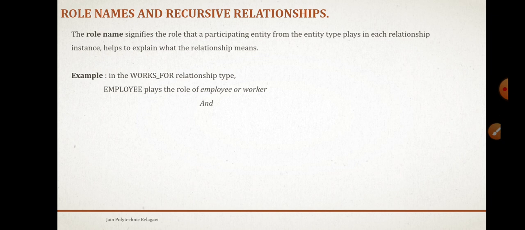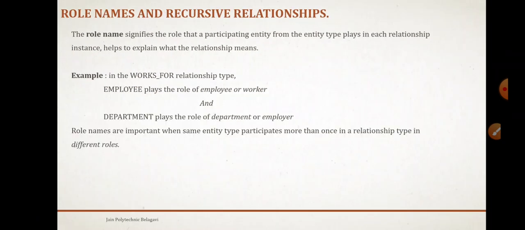The role name signifies the role that a participating entity from the entity type plays in each relationship instance. It helps to explain what the relationship means. Let's take an example. In the WORKS_FOR relationship type, employee plays the role of employee or worker, and department plays the role of department or employer.